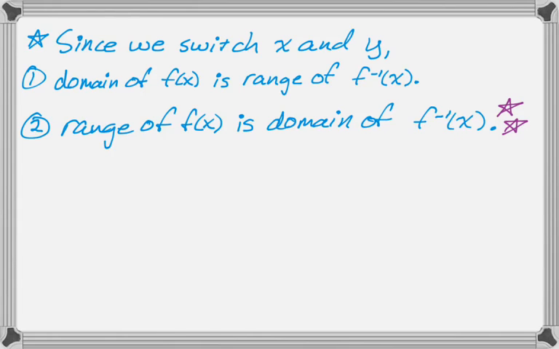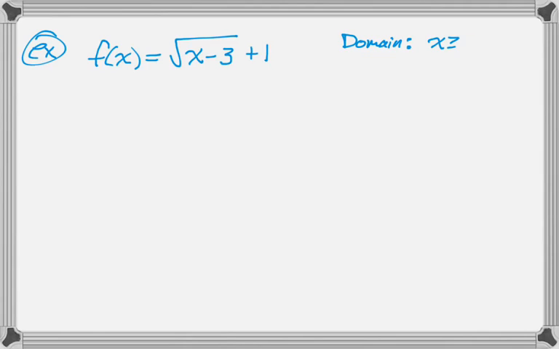Now we're going to do an example where that really matters. It didn't matter in the previous ones because the domain and range were all reals. So this really is only going to bite you if the domain or range are not all reals. Here's one where that is the case. We have f of x is radical x minus 3, and then plus 1. Looking at that, just by inspection I know the domain is x is greater than or equal to 3, and I know the range is y is greater than or equal to 1. So that's the domain and range of f of x. That's going to impact f inverse. So let's find the inverse.